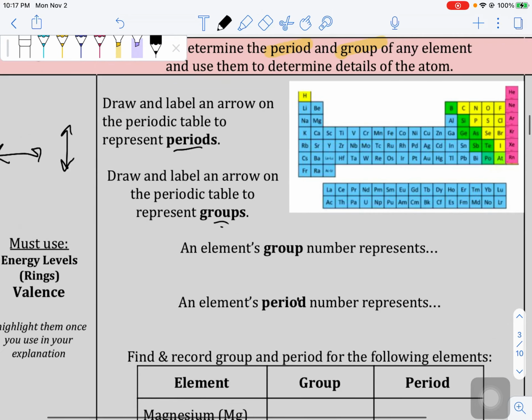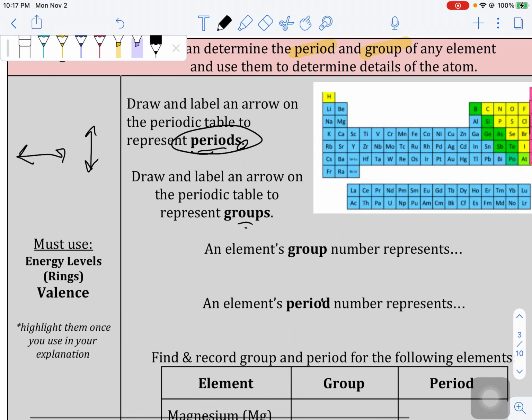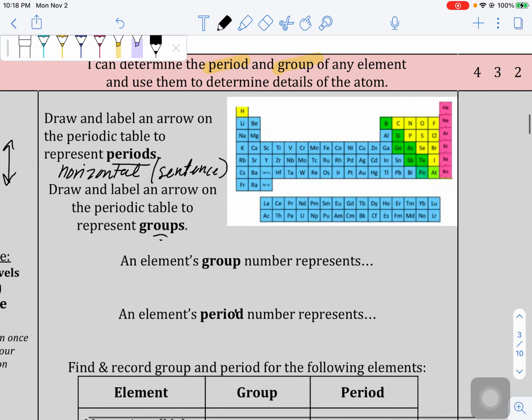Here's my hint that I like to give with this one. Periods reminds me of this guy right here, punctuation at the end of a sentence. And when we think about how a sentence looks, we know a sentence reads horizontally versus vertically. So I always remember, because I find a period at the end of a sentence, periods are the horizontal section on the periodic table. And you can give yourself a little reminder here that they're like a sentence. So we want to mark that on to our periodic table.